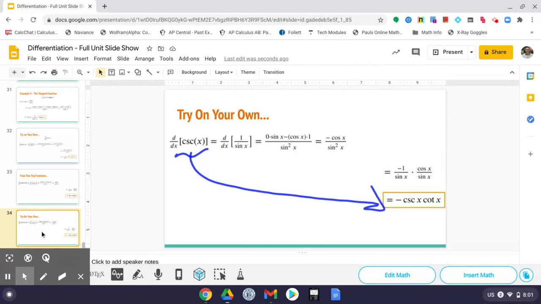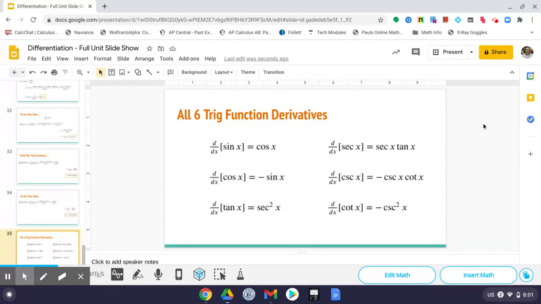Okay, so that is actually it for today. We did a couple of different versions of the quotient rule. We looked at all different types of functions that we could use, and finally we ended up with all 6 trig function derivatives. Here they are.